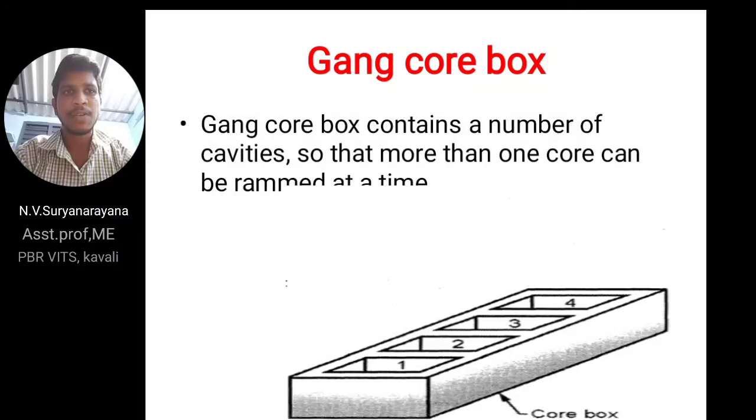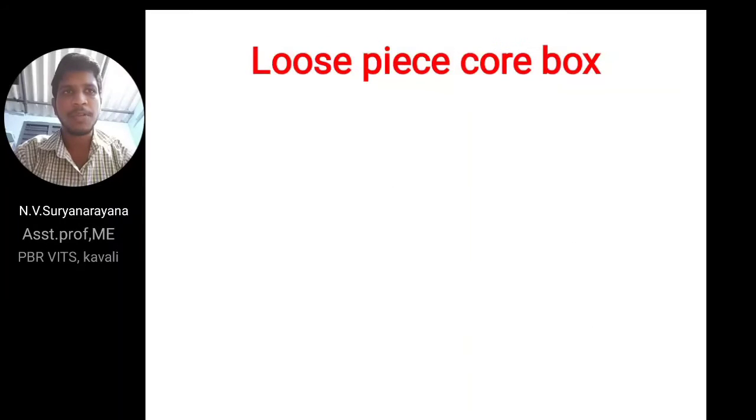Next, gang core. As its name implies, a gang core box contains a number of cavities so that more than one core can be rammed at a time. Gang implies a number of cores are rammed at a time. That is the gang core box.